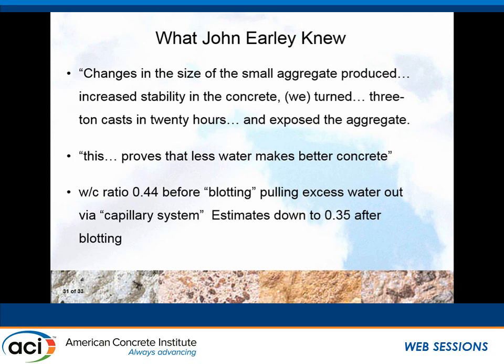He said that this proves that less water makes better concrete. We know that now, and we accept that as scripture. At the time there was still a fairly robust argument over that, and really how much water you had to take out. He estimated that he got his water down around a 0.35 water-cement ratio, based on gallons, of course. But when they would put their concrete up, before they blotted it to remove that excess water through what he called the capillary system, he estimated that it would get down to about a 0.35.